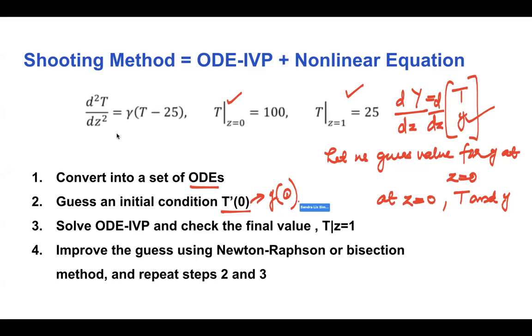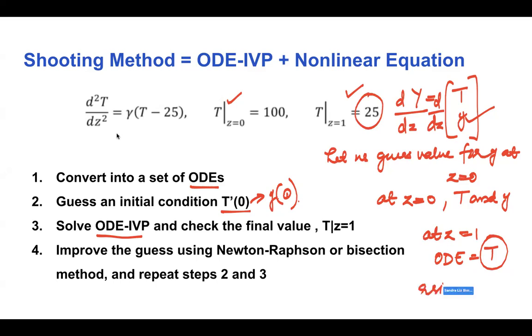Now using the ODE IVP solver, we find the solution. But in the solution, what will happen? You will have a temperature at the end of the rod, at z equal to 1. The ODE solver will give you a temperature, and this temperature has to exactly match the value that is given to you in the question. If that is not matching, you calculate the residual. Residual is the difference between this and this.